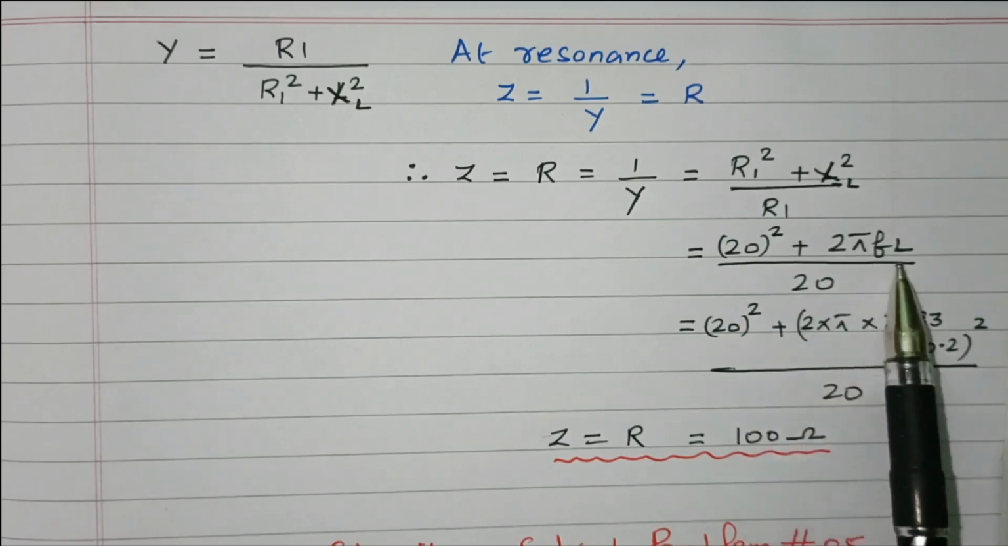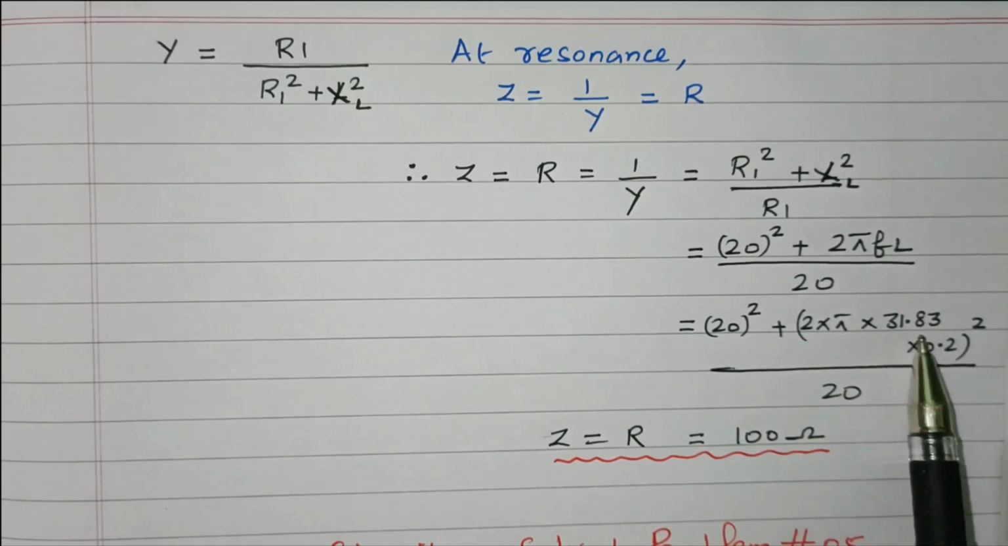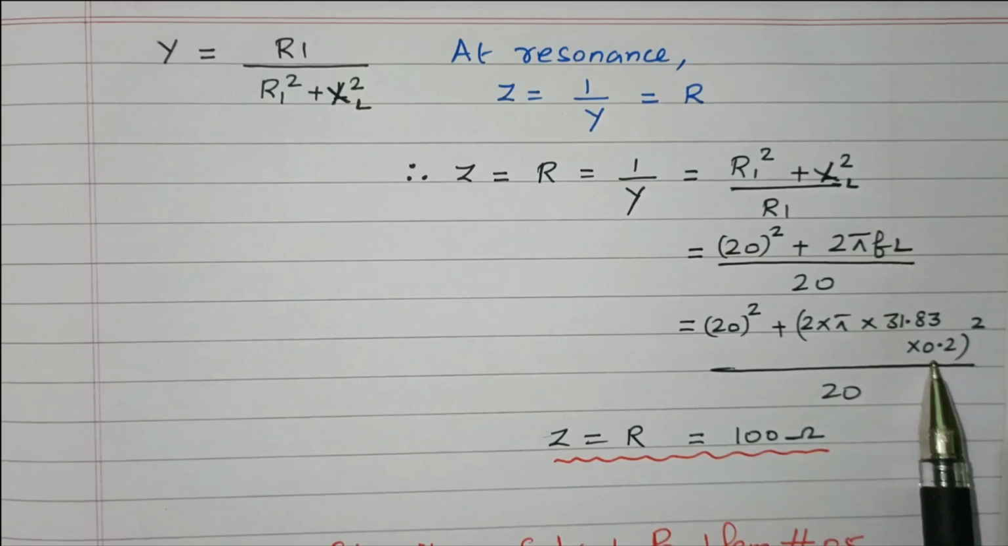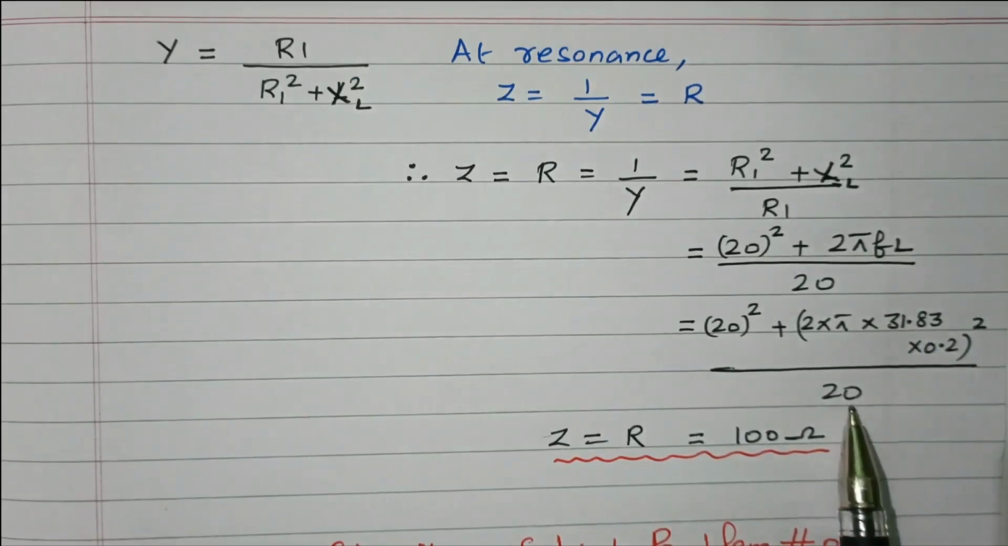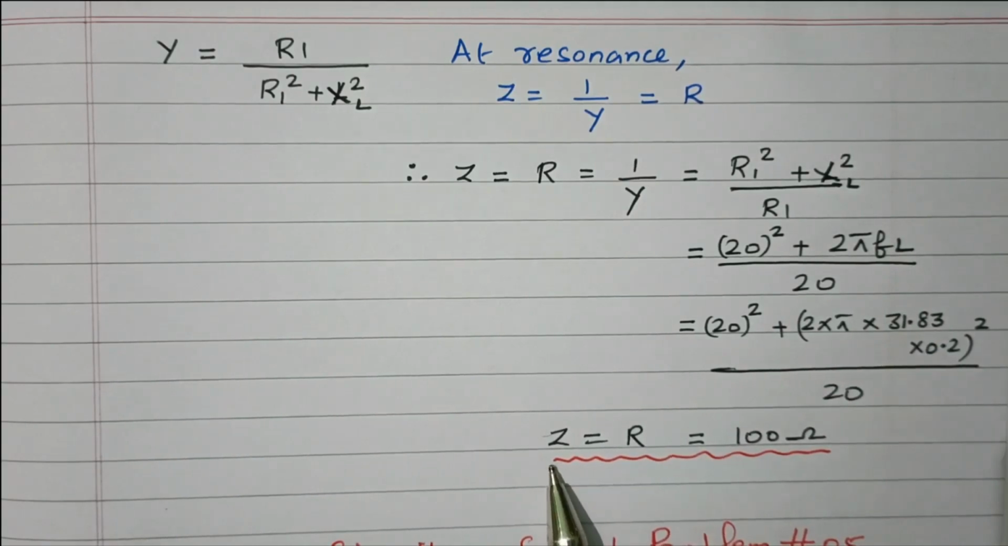So this FL value is also substituted. 2 into pi into F is 31.83, what we calculated as the resonant frequency. Inductance is 0.2, divided by 20. While simplifying, we got 100 ohm. So this is nothing but impedance. At resonant condition, impedance is nothing but only resistance, R value, that is equal to 100 ohm. So finally, we calculated the resonant condition. Under resonant condition, the resistance value is 100 ohm.